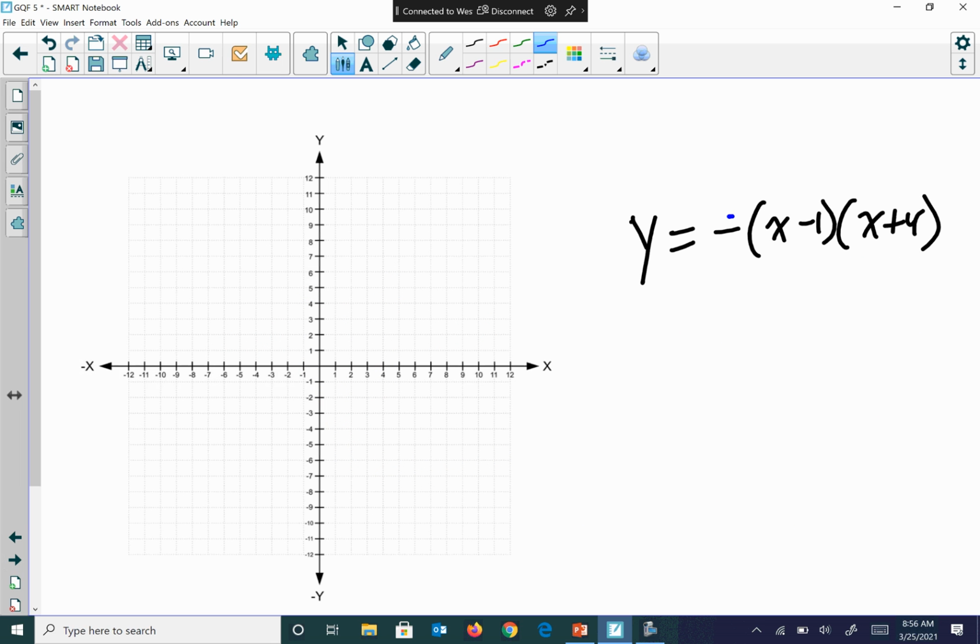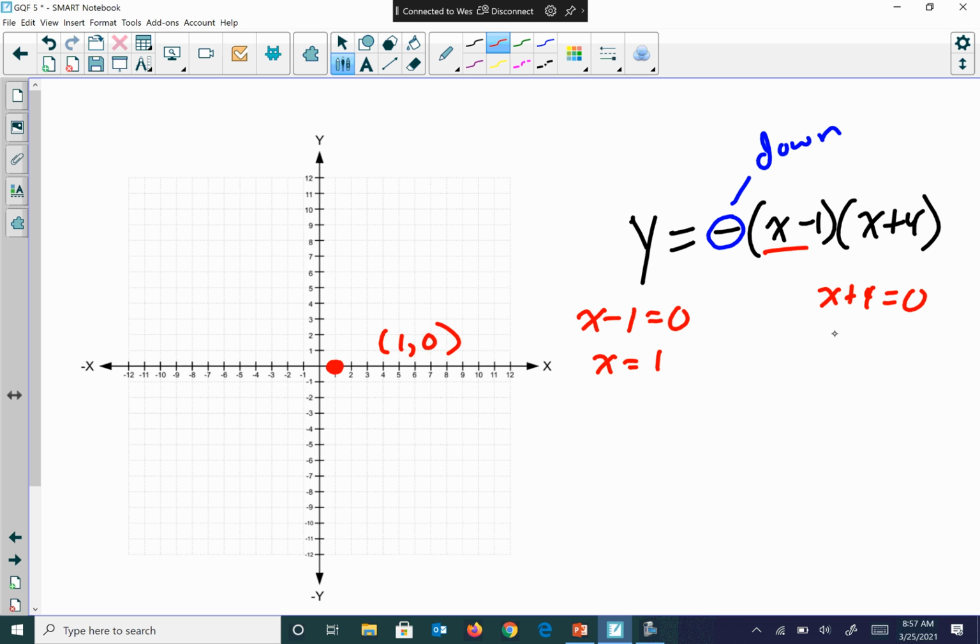Hey friends, what do you think this negative is going to do? I'm not going to distribute anything. What do you think a negative out in front is going to do to our parabola? Down. So this is going to make it go open down. Okay, that's totally fine. We just kind of keep that in mind. So then I'm going to take x minus 1, set it equal to 0, add 1 to both sides. So I get 1 comma 0. Agree? Do x plus 4 equals 0. Subtract 4 from both sides. So that gives me negative 4 comma 0. Agree?